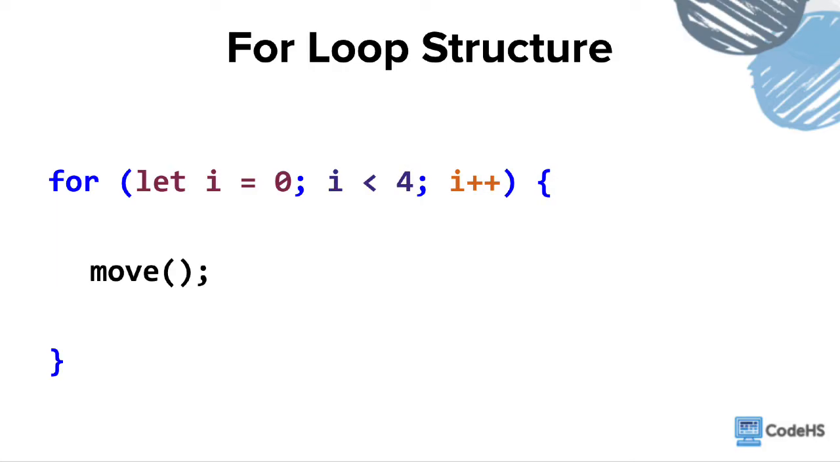Here's an actual example. Notice that the for loop will loop while i is less than but not equal to 4. In effect, this will cause the loop to run 4 times while the value of i is 0, 1, 2, and finally 3. As a result of this loop, Karel will move forward 4 times.